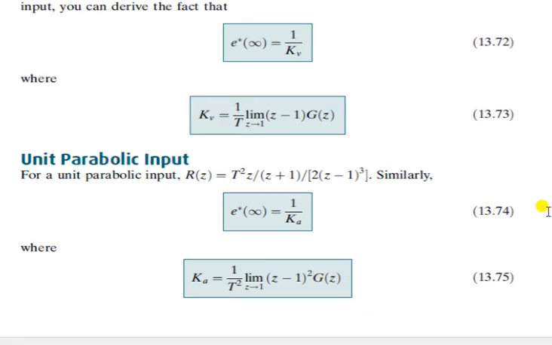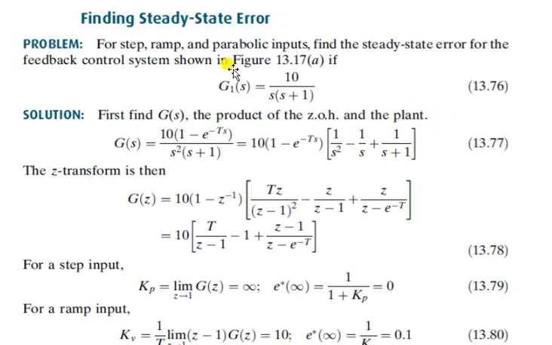Now we will see one problem. In this problem, for step, ramp and parabolic inputs, you need to find the steady state error for the given system. So this is the given system: 10 upon S into (S plus 1). Right now we are going to talk about the steady state error for the digital system.